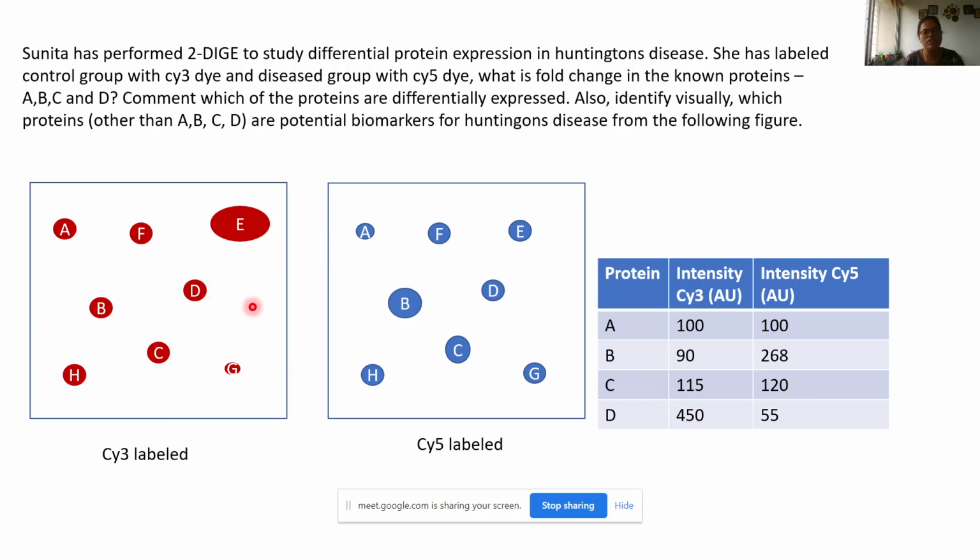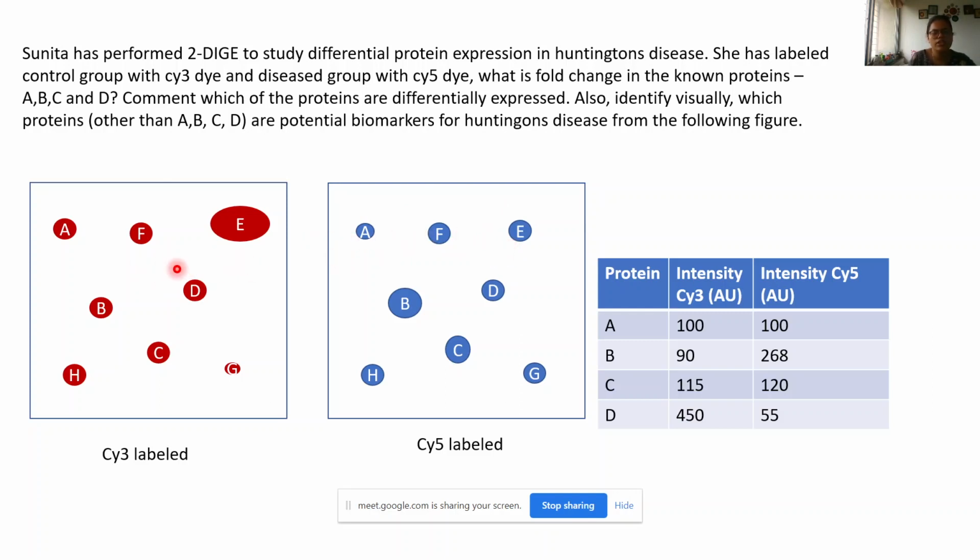So this is, I guess, simple. Does anyone want to say which proteins are down regulated? One I have already discussed is E. This is down regulated. You are seeing its expression has decreased in the Cy5 label, and Cy5 is the disease group, so it is down regulated.